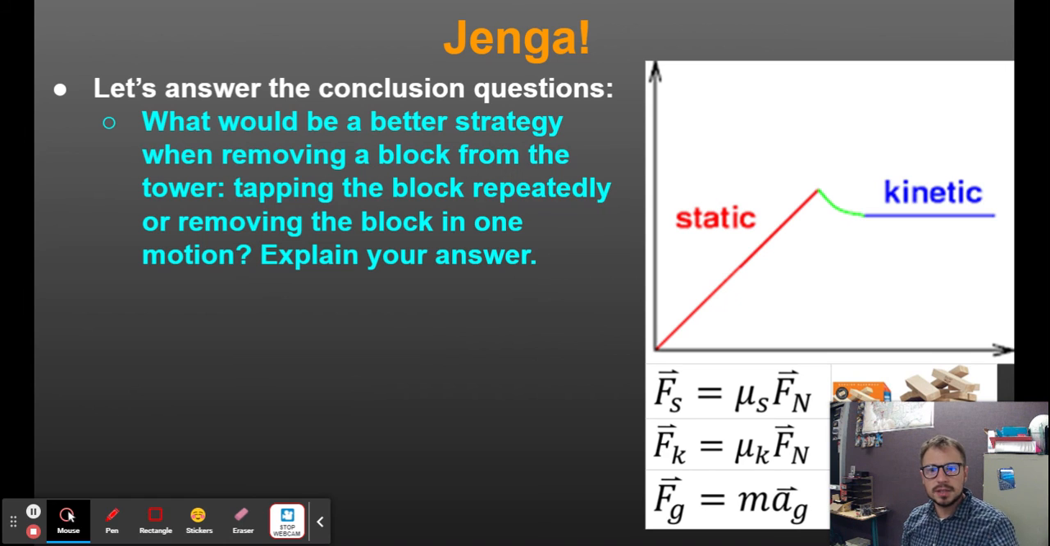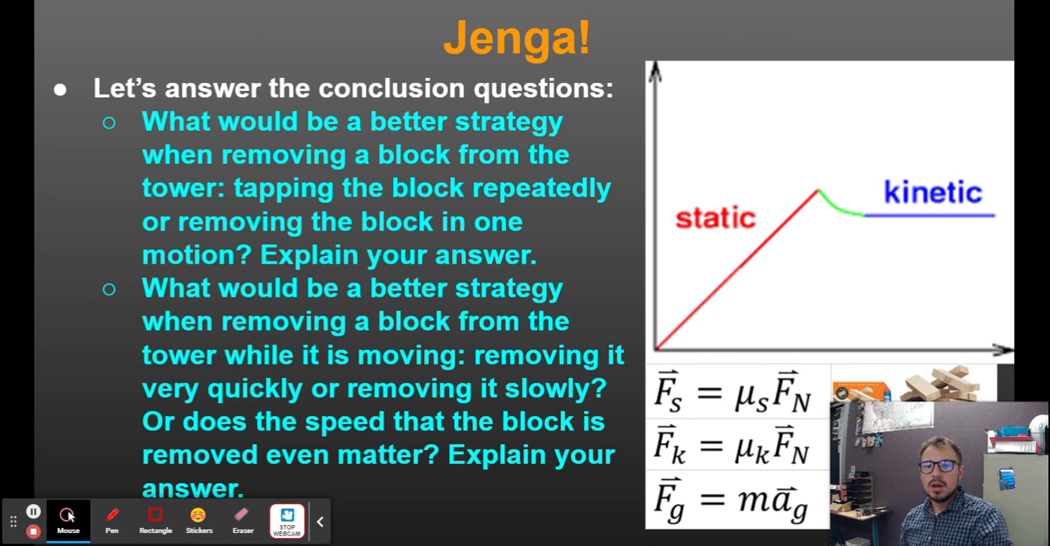So the last couple of questions, would it be a better strategy when removing a block from the tower to tap the block repeatedly or remove the block in one motion? Explain your answer. Well, like I've already explained, you want to remove it in one motion because otherwise you're applying that static friction more than that kinetic friction repeatedly. And this last one's a little tricky. What would be a better strategy when removing a block from the tower while it is moving? Removing it very quickly or removing it slowly? Or does the speed that the block is removed even matter?